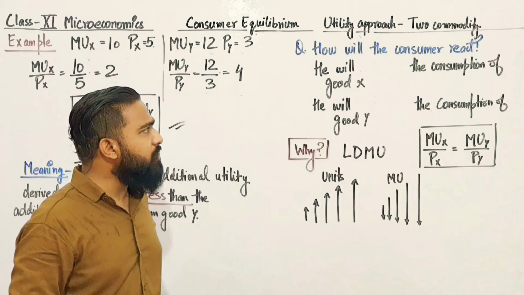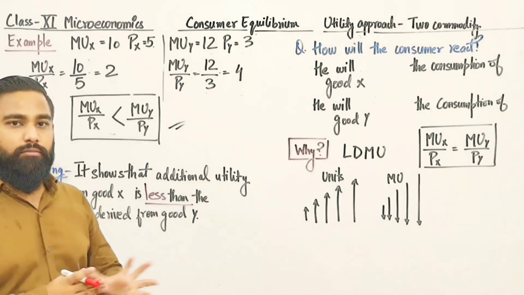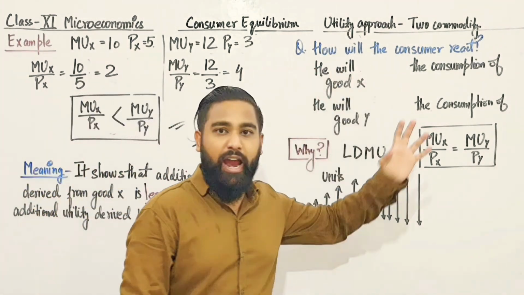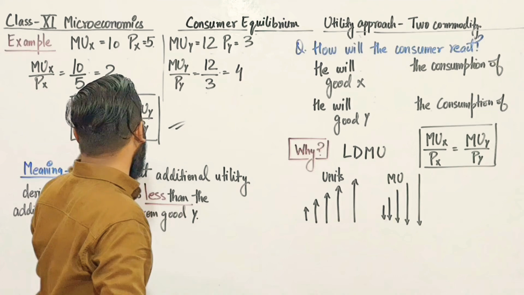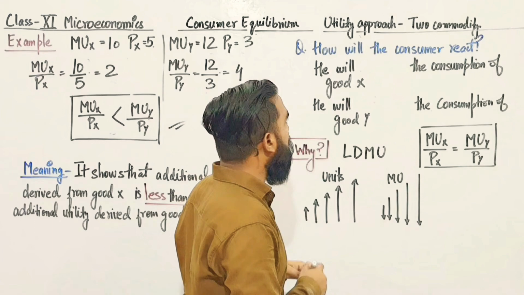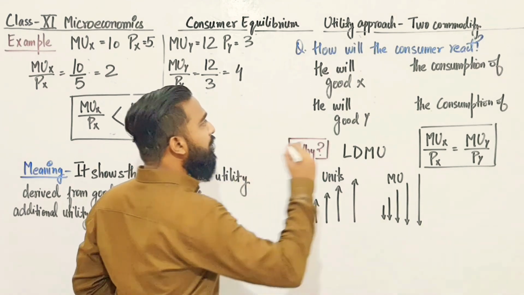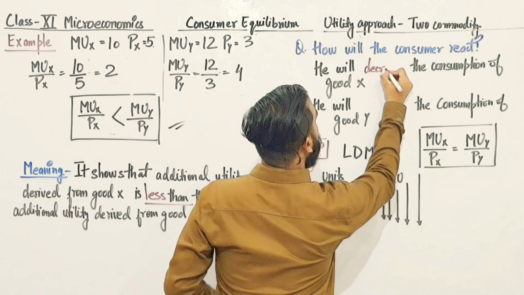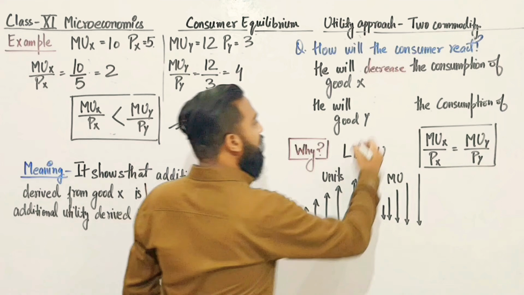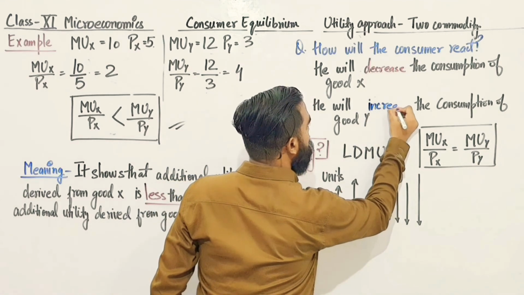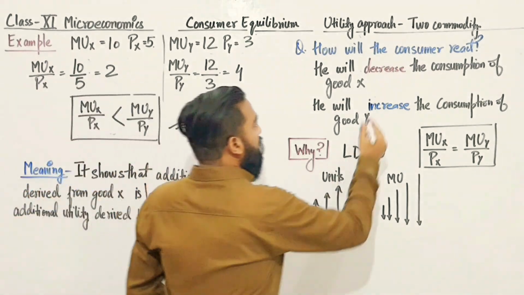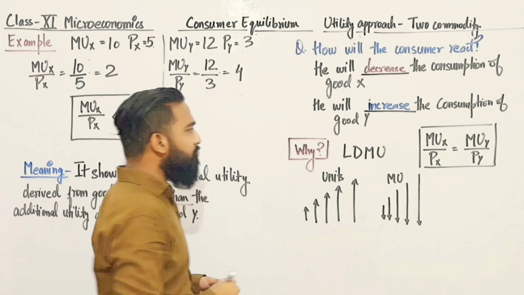Now, in this case, how will the consumer react? When the scenario is opposite, how will the consumer react? The consumer will react just the opposite way, compared to when MUX upon PX was greater than MUY upon PY. Now, he will decrease the consumption of good X, and the consumer will increase the consumption of good Y. Students, now I hope you have understood the reason.